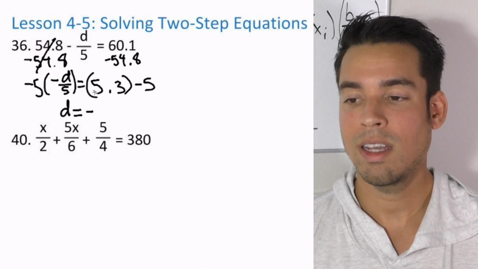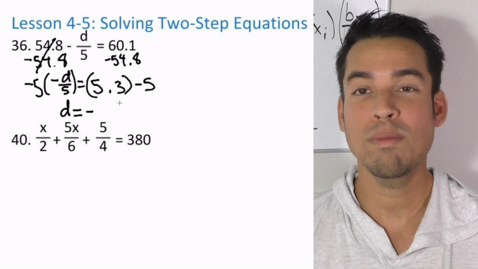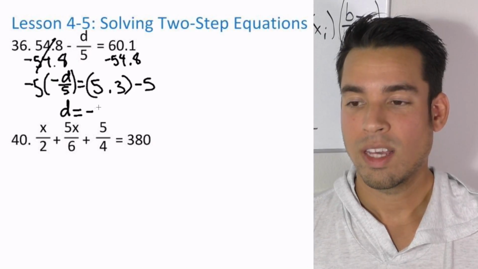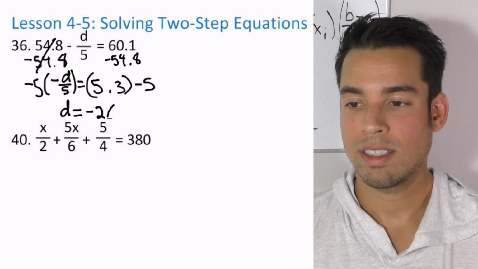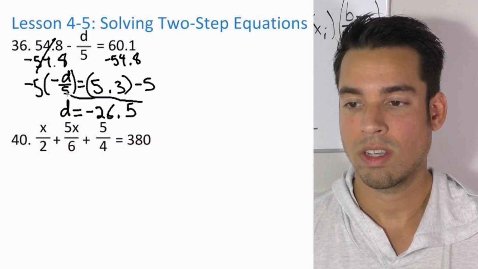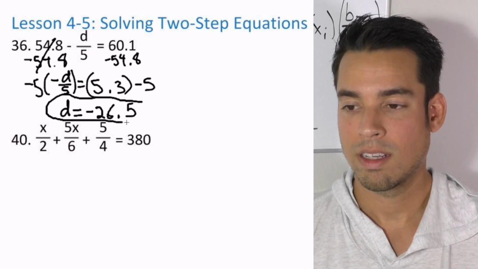That's 25 plus 1.5, although you're welcome to do it by hand. So that gives us -26.5. Again, I'm using distributive to calculate that mentally.